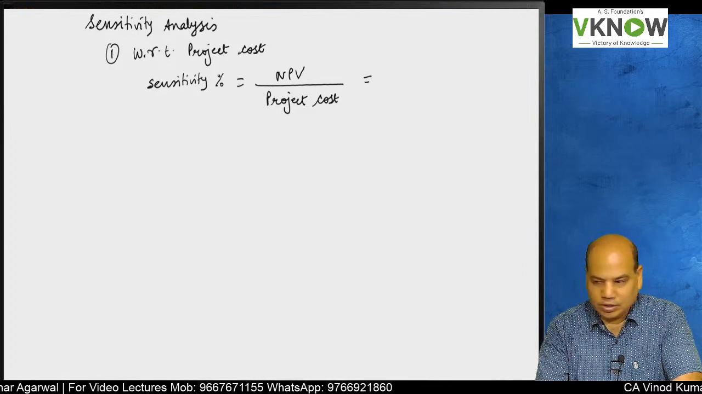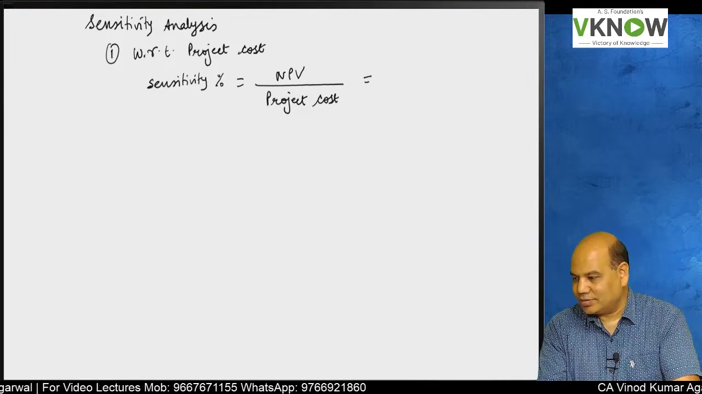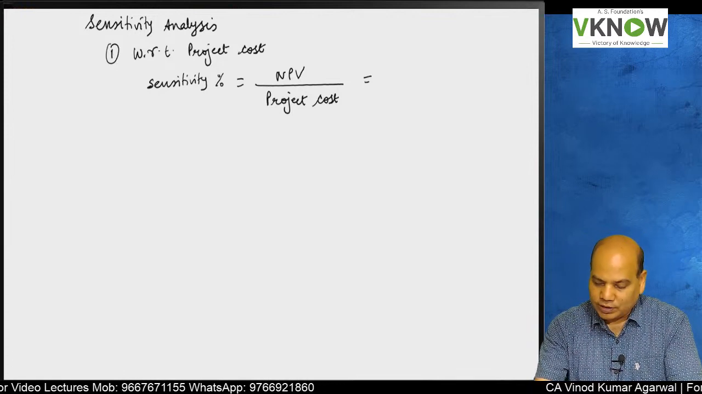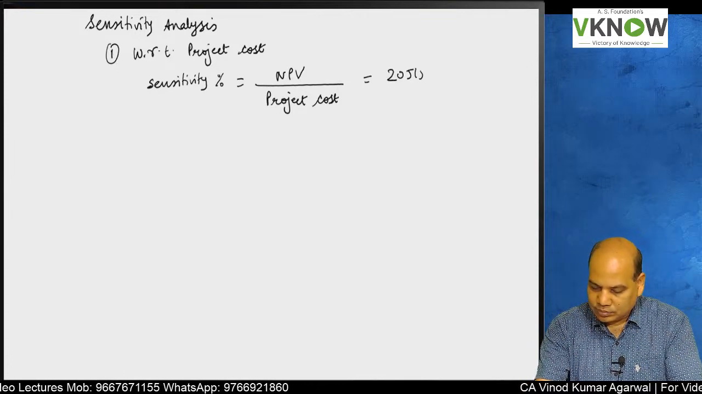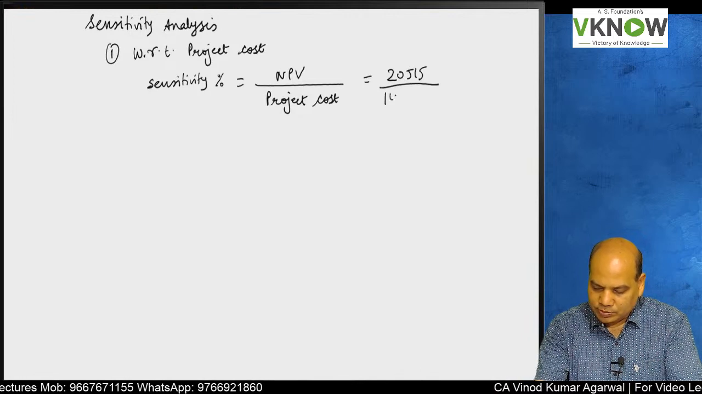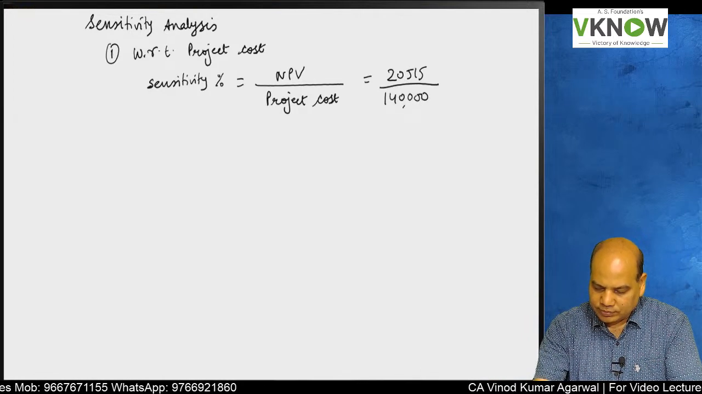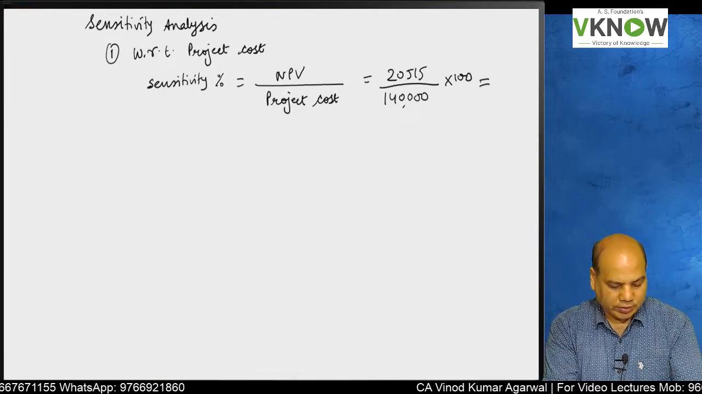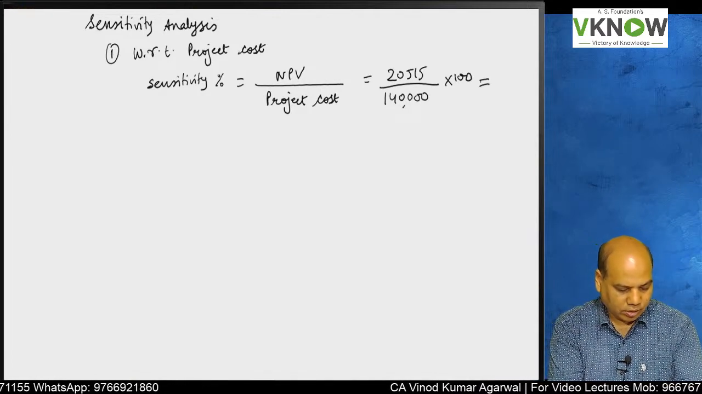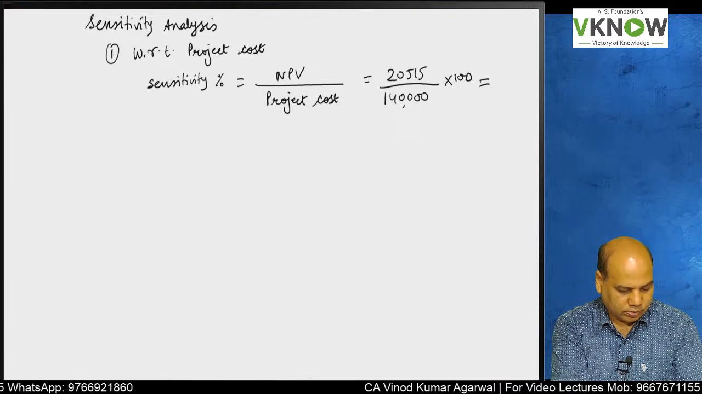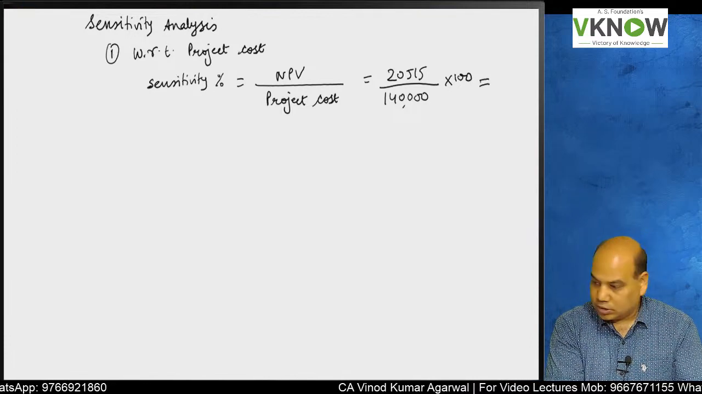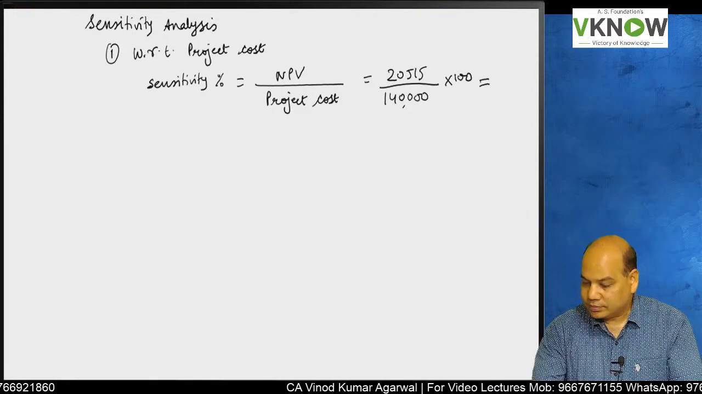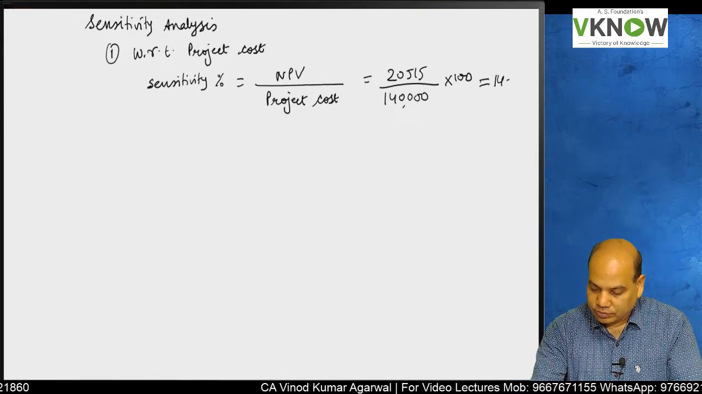NPV, yes Divya, what was NPV? Can you tell me NPV? 20,515. Okay, cost of the project is 1,40,000 into 100 into 100. So the answer is 14.65%.